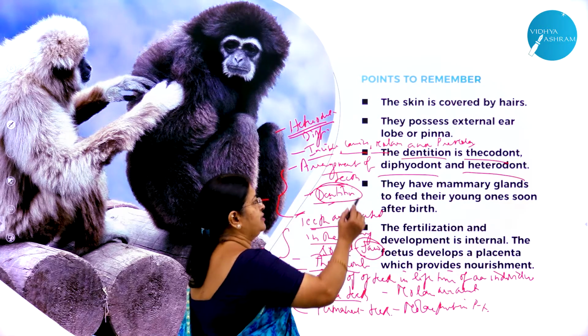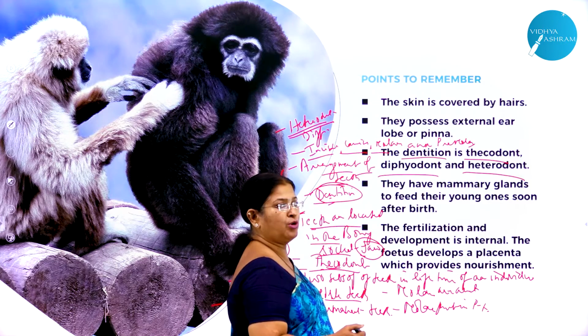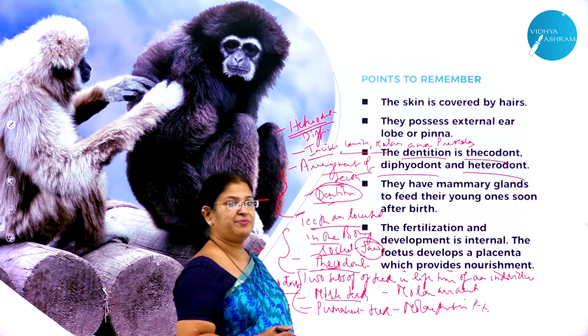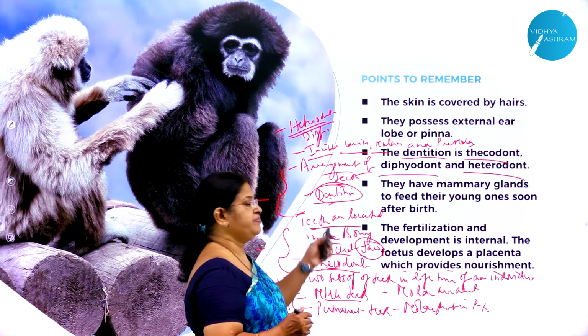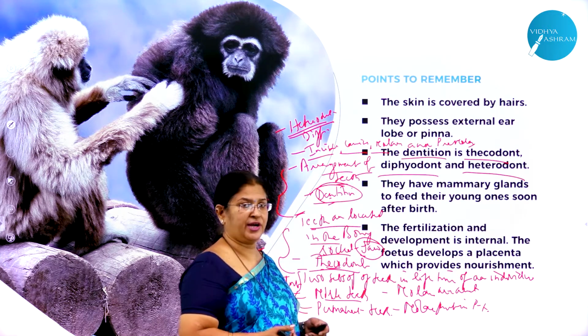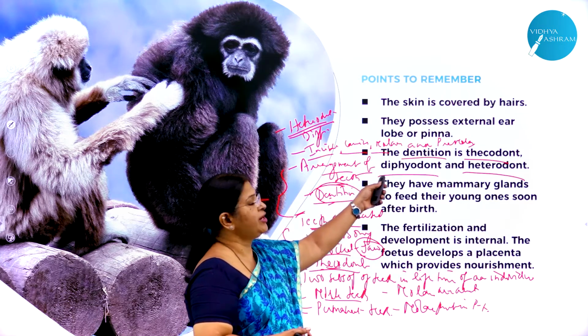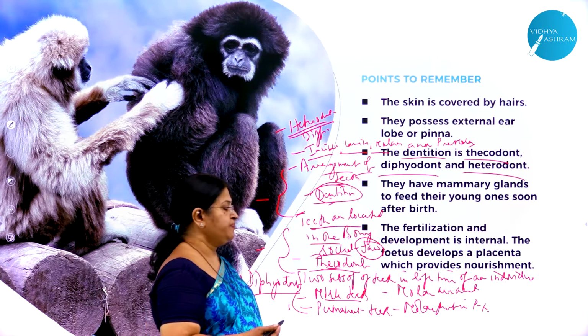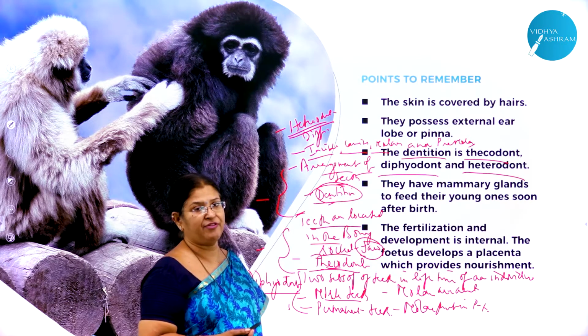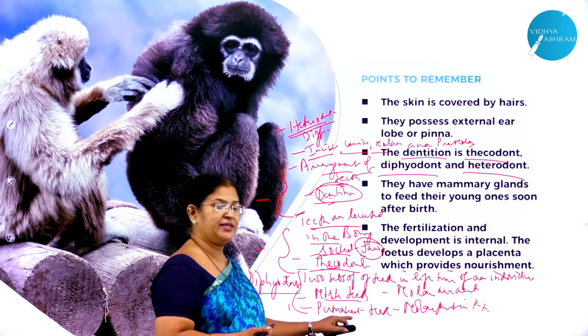So I repeat, the dentition is thecodont. What do you mean by dentition? Dentition means what? Arrangement of teeth. What do you mean by thecodont dentition? The teeth is located in a bony socket and such an arrangement of teeth is called thecodont dentition. What do you mean by diphyodont dentition? Diphy means what? Two sets of teeth. So there are two sets of teeth in the life of an individual, that is the milk teeth replaced by the permanent.